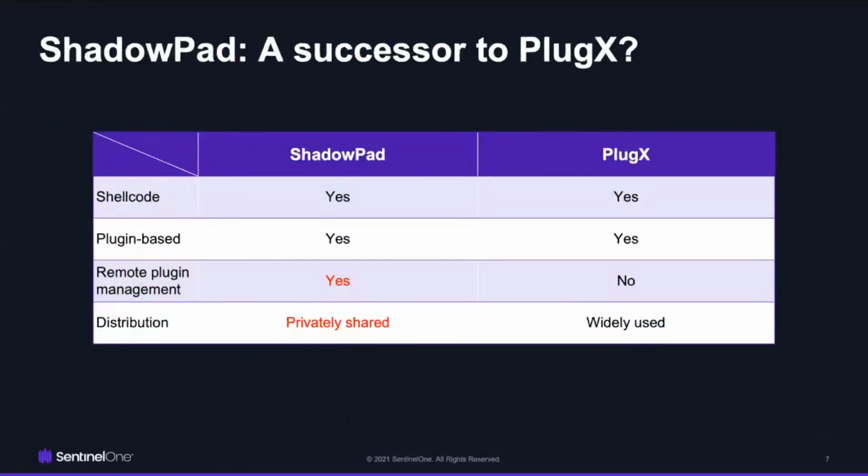When we trace back to the emergence of SHADOWPAD, we need to spend some time discussing another backdoor called PlugX. PlugX is also a plugin-based backdoor in shellcode format. The major difference between PlugX and SHADOWPAD is that the plugins of PlugX cannot be plugged or unplugged during runtime. Regarding the users of the two backdoors, SHADOWPAD is only shared among a limited set of users, at least based on our knowledge, while PlugX is widely used and sold to different people in public.